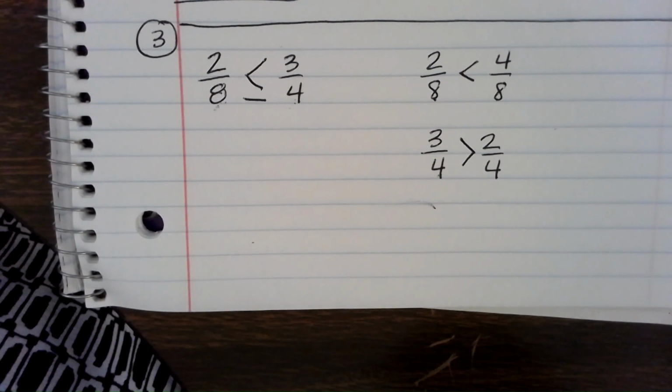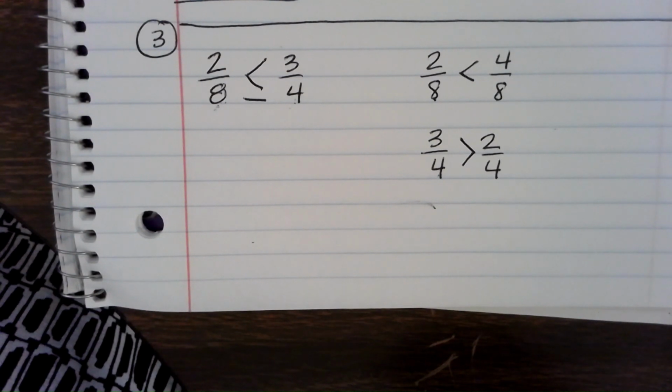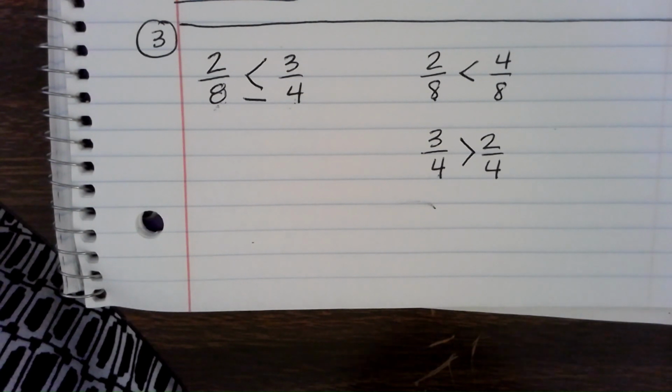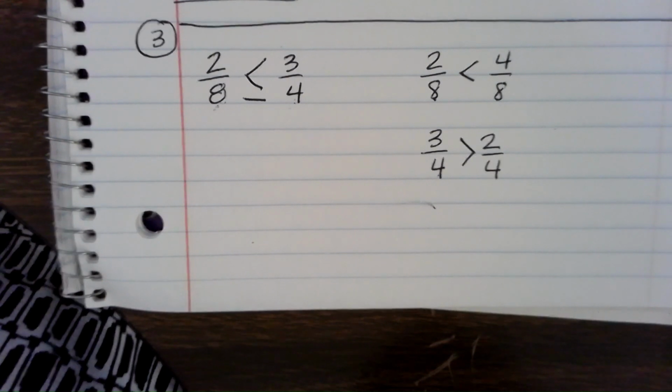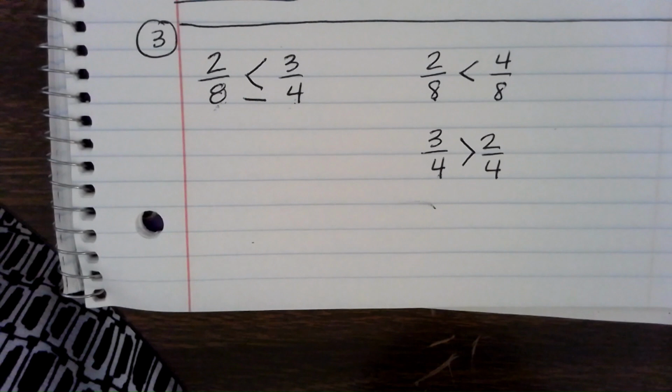Versus what? 2 8s, the 3? If they have the same bottom number, then you're just comparing what the number is on top. If it was like 5 8s and 6 8s, would it still be the 6th one? Yep. Because if they have the same bottom number, then whatever is on top wins. The bigger number on top wins.